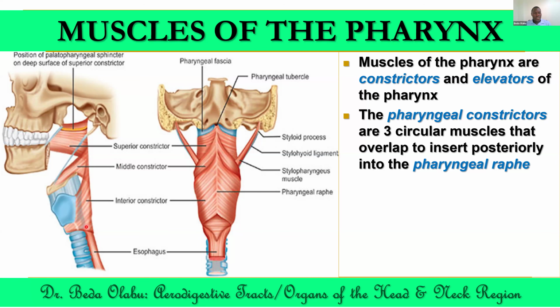The inferior pharyngeal constrictor is commonly viewed to have two parts: the part arising from the thyroid cartilage being called the thyropharyngeus part, and the part arising from the cricoid cartilage being called the cricopharyngeus part. But the whole thing is the inferior constrictor. This is the middle constrictor, that's the superior constrictor.